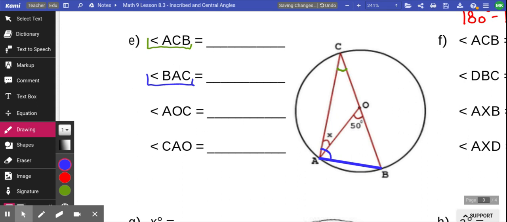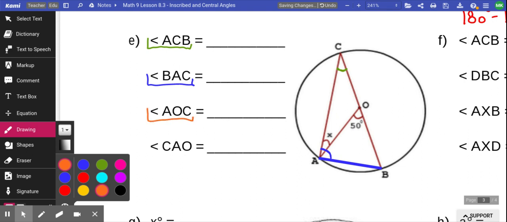Then I have from A to O to C. A to O to C would be this angle right here. And then they want me to find angle C to A to O. CAO is this angle that they've labeled X right here.